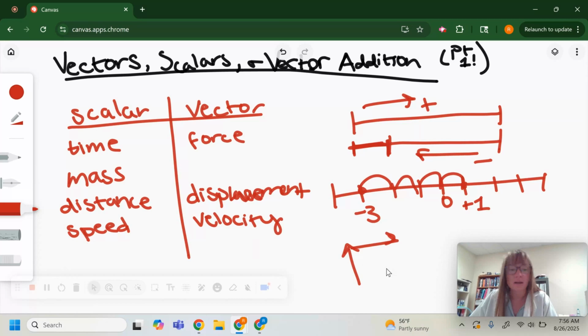Let me pause this, get my battery situation figured out, and then we'll come back and discuss adding vectors together. One moment, please.